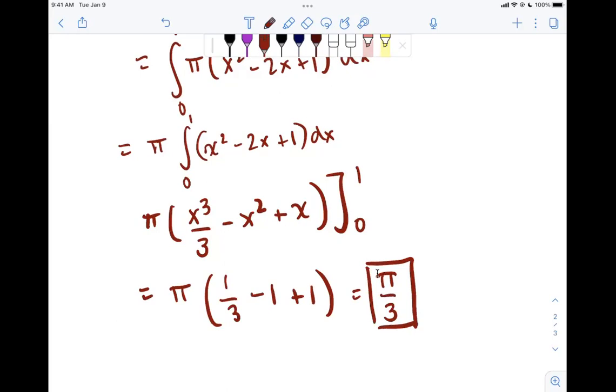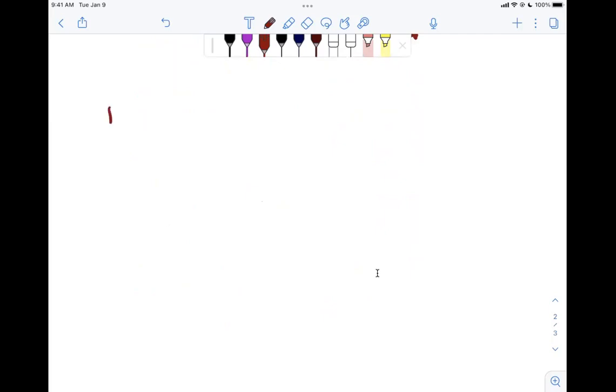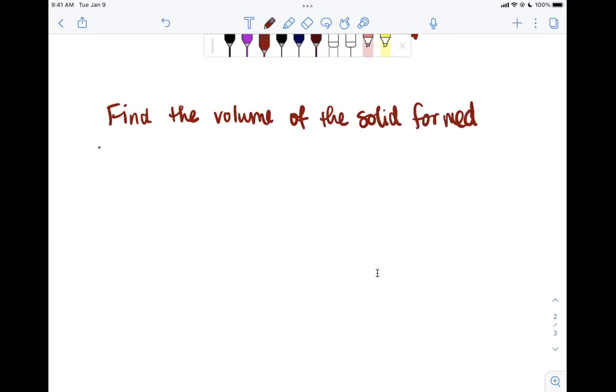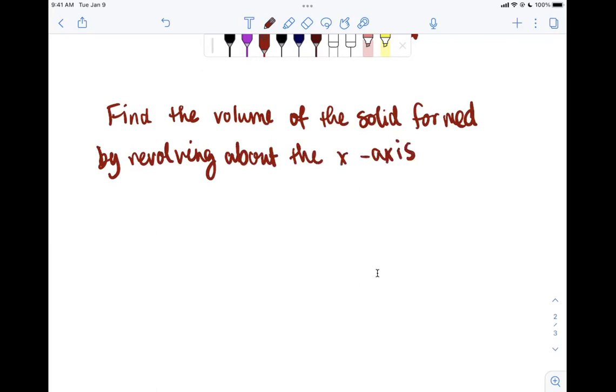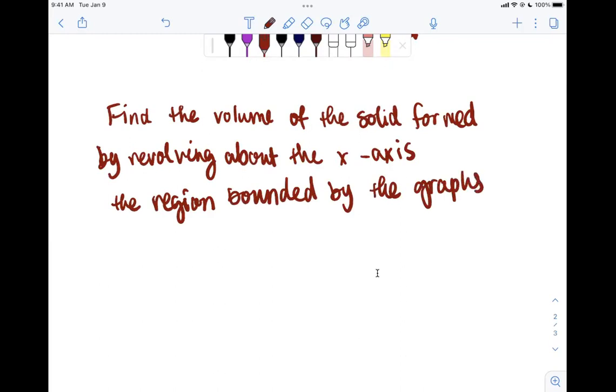Let's do another one. Find the volume of the solid formed by revolving about the x-axis the region bounded by the graphs y equals e to the x between x equals 0 and x equals 1.